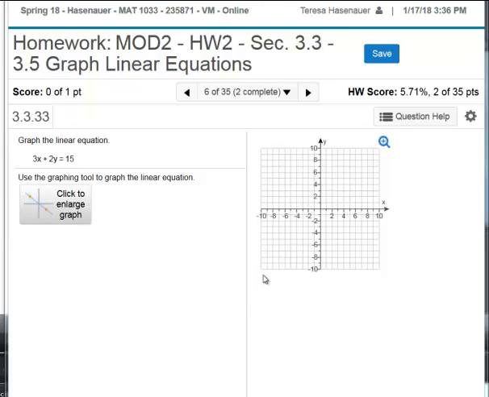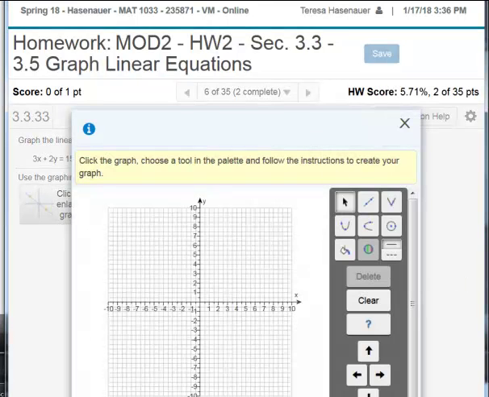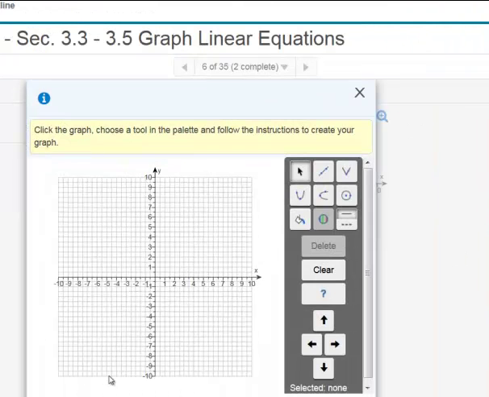The first thing I would always do is enlarge the graph. You can click here or you can click on the plus to magnify. So I'm going to enlarge the graph. All right, we have enlarged the graph. We still have our information. I don't have it up here, but you should remember it. Our points, right? We're going to click the line tool. It's the second one in.